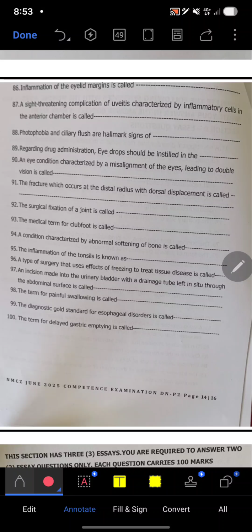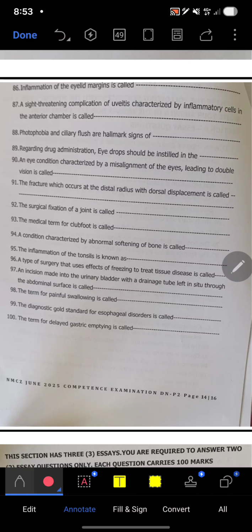90. An eye condition characterized by a misalignment of the eyes leading to double vision is called, the answer is strabismus. 91. The fracture which occurs at the distal radius with dorsal displacement is called, the answer is Colles fracture.